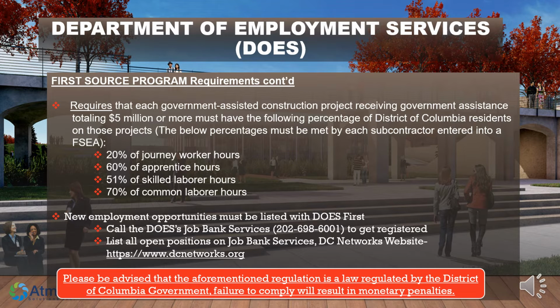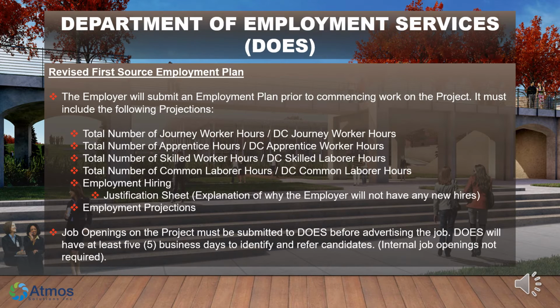At any time, if new employment opportunities arise over the course of the project, they must be listed with DOES first. There are 2 ways to list them with DOES first. First, call the DOES Job Bank Services to get registered, or list all open positions on Job Bank Services DC Network's website. As a subcontractor that has entered a First Source Employment Agreement, you will be required to submit a revised First Source Employment Plan.